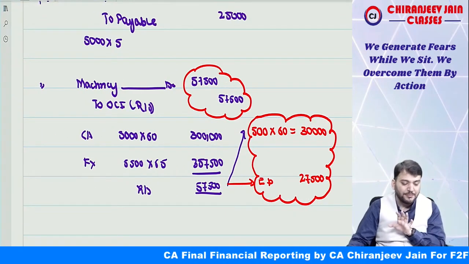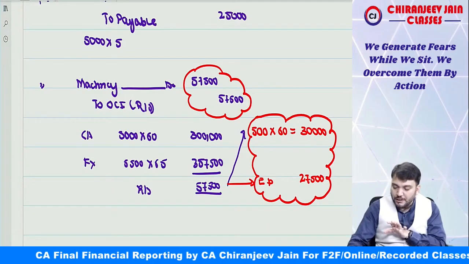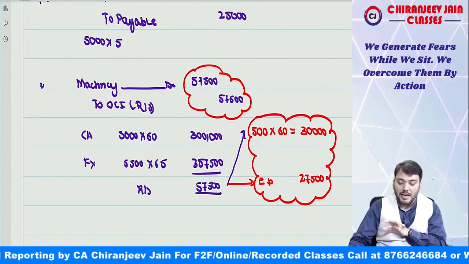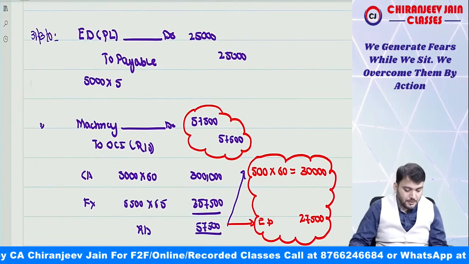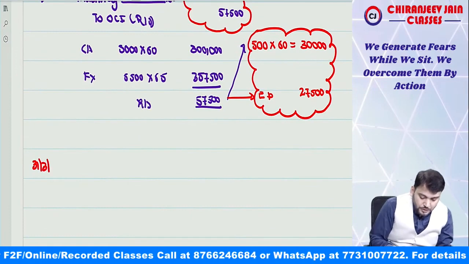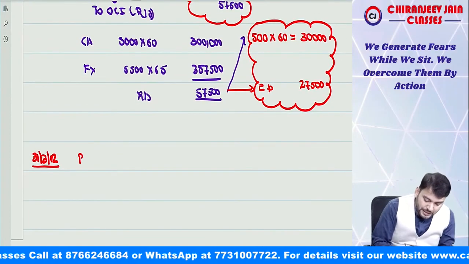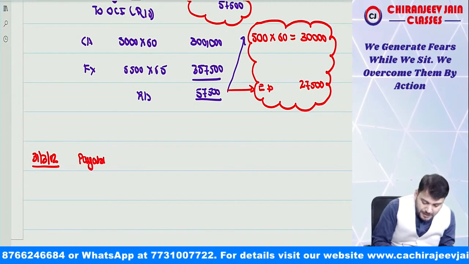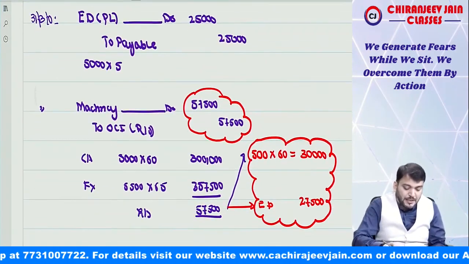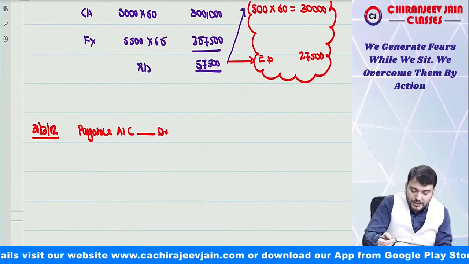I hope you have understood this point. Yes, sir. Any doubt? No doubt. Then on 31st March 2002, can you say the liability is paid? Means we will do payable account debit. What is the carrying amount of payable? The carrying amount of payable is 5,000 into 60, that is equal to 3 lakh.